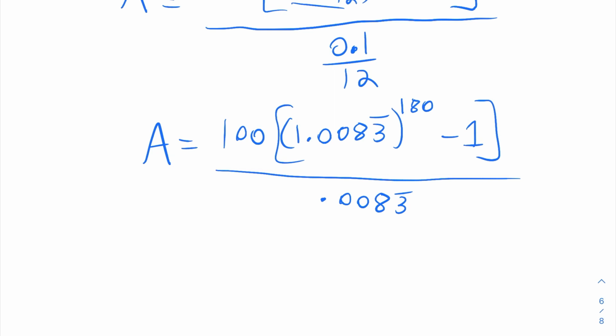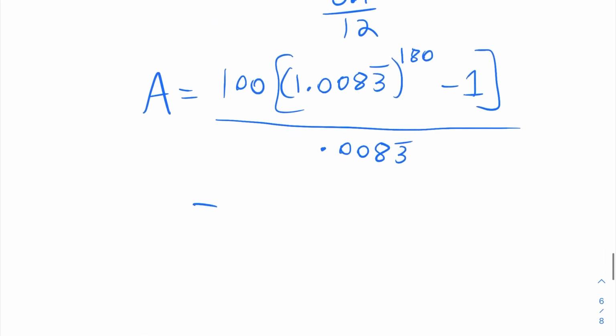So we're going to raise to the power. After you raise to the power, subtract 1, multiply by 100, and divide by 0.0083 repeating. And what I get here is that the value of this annuity is $41,447. And that's how we calculate the value of an ordinary annuity.